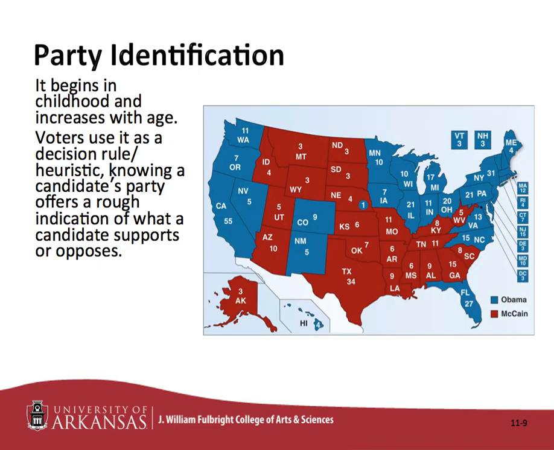Now first, party identification certainly plays a role, and it's something that we've discussed in great detail in previous lectures. We know that party identification begins in childhood and increases with age, although it can change. But regardless of the change, it's still fairly stable because it is a useful decision rule, in other words, a heuristic. Because if you know a candidate's party, you have a basic idea of what that candidate supports or opposes.